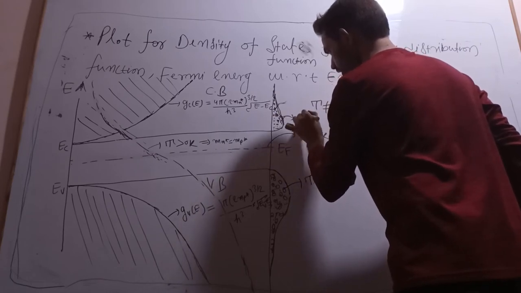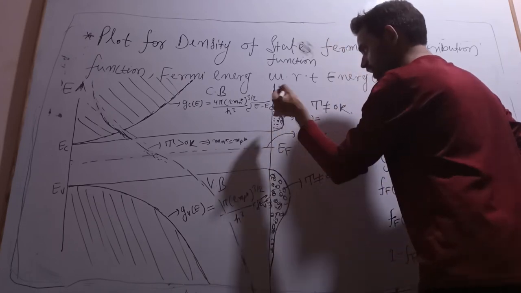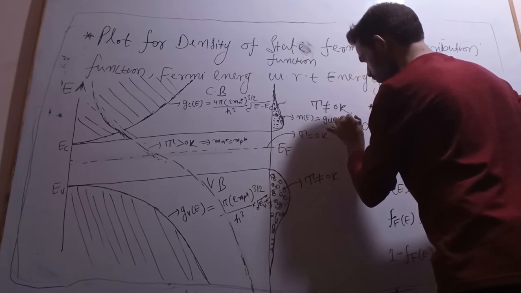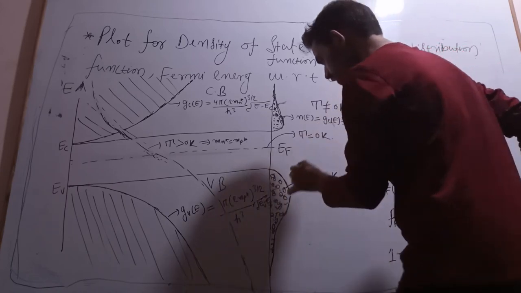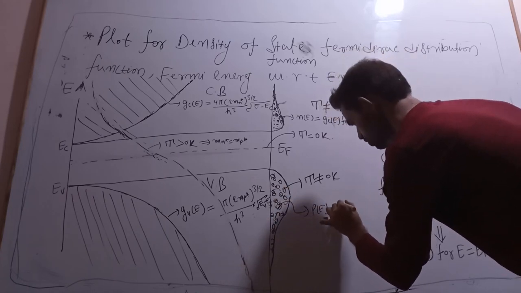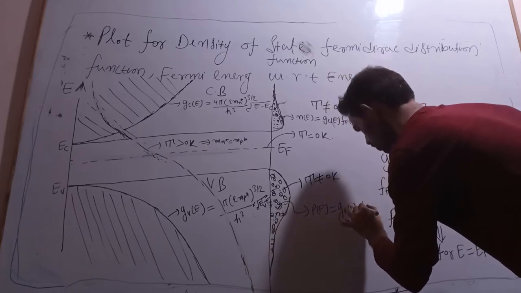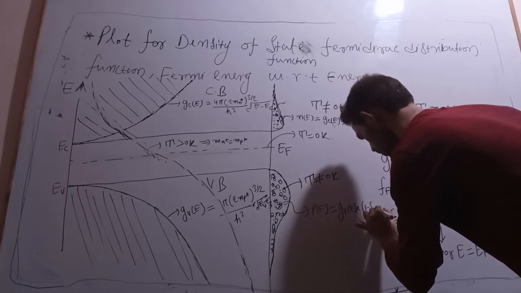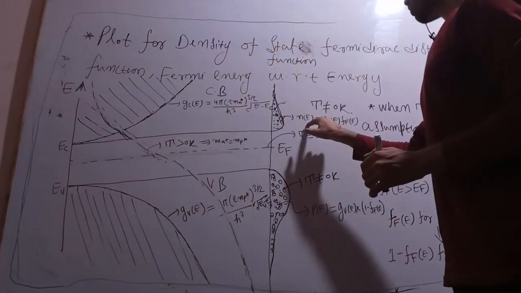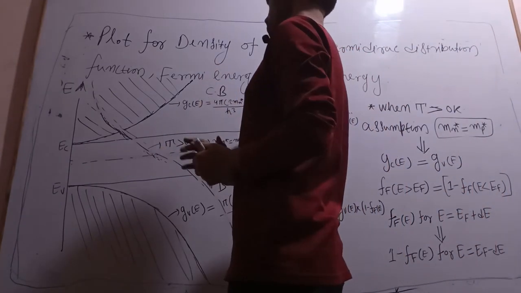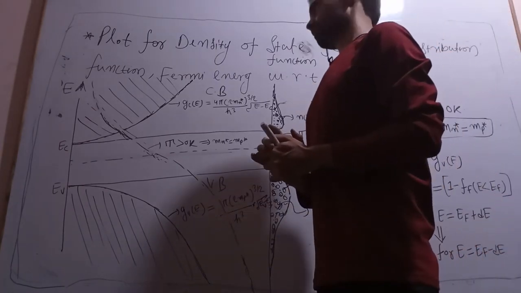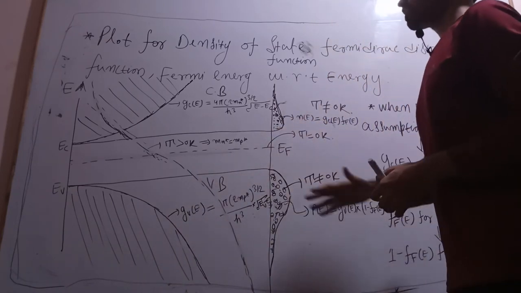If you see what it indicates, this is the distribution of electrons in the conduction band, which, as we have seen in equation 1, is Gc of E into f of E. And similarly, the distribution of holes is Gv of E into 1 minus f of E. This is the distribution of holes in the valence band, and this is the distribution of electrons in the conduction band. This is possible under non-zero temperature, when we increase the temperature above 0 Kelvin, then these spikes will appear.